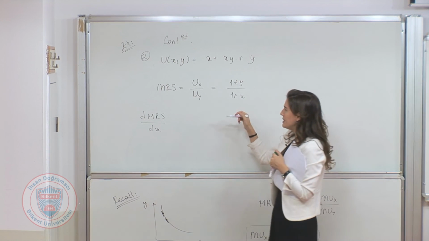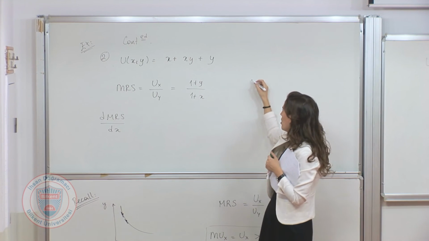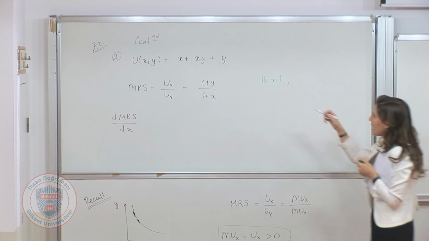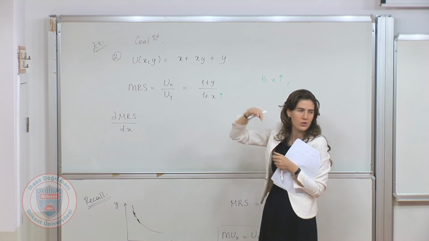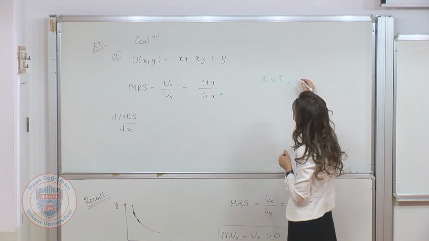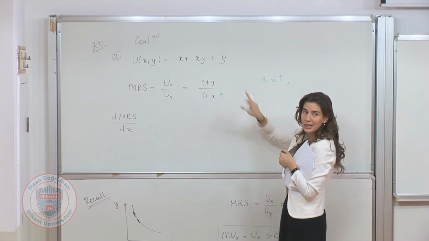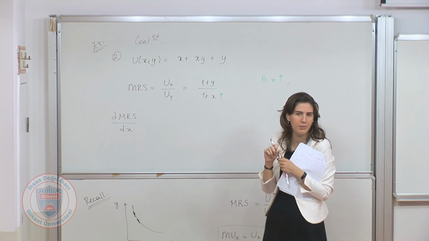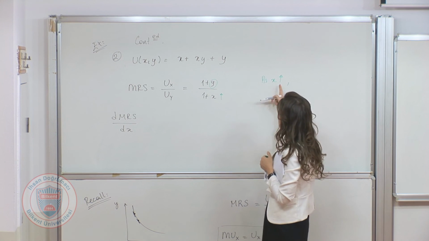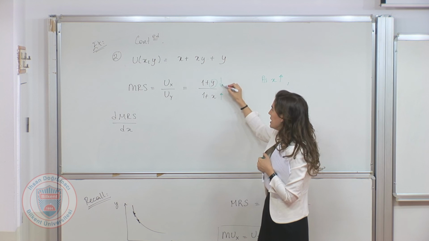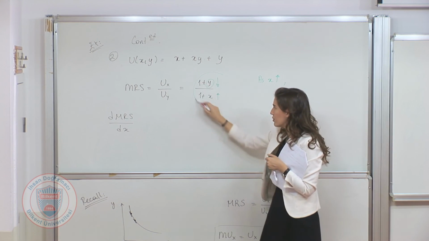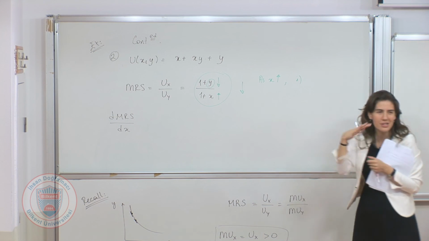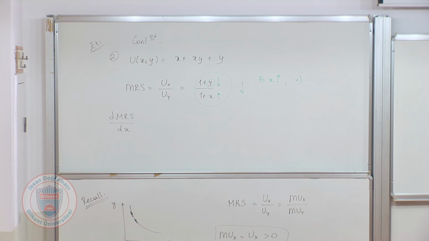Remember, what did we say? As x increases, this is going to cause this to fall, but first, the denominator is going to increase. But is that the only reason MRS is going to be diminishing? No, right? Because we also said that when you increase x, y is decreasing. So that's why this overall MRS is actually decreasing as x increases. This is the informal way of saying the same thing.